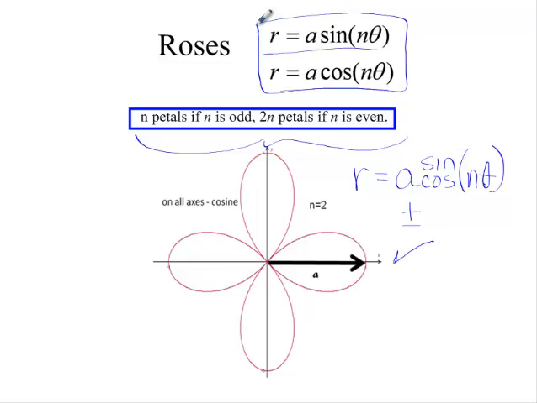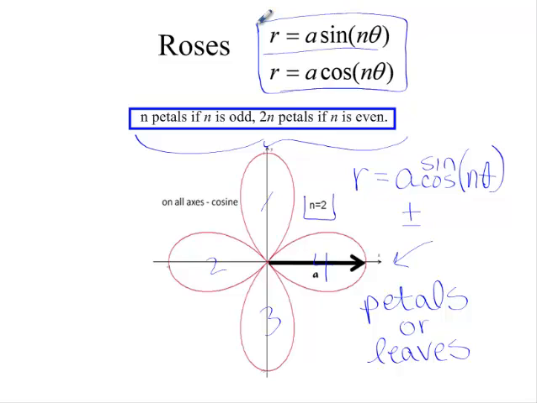Here, we have 4 petals. I have heard these referred to as petals or leaves. Often, each of these is referred to as a leaf or leaves on a rose. So we have 4 of these. 1, 2, 3, 4. Since we have 4 leaves, that tells us n was 2.